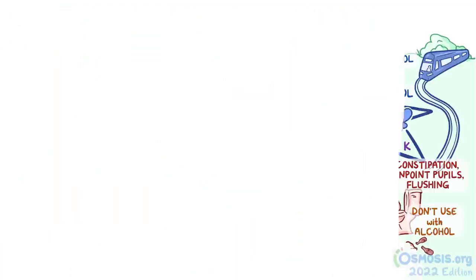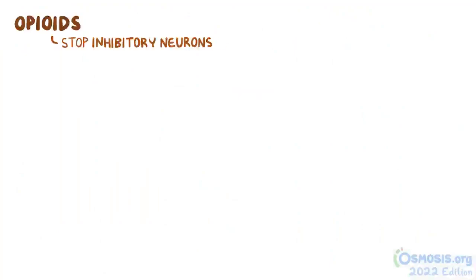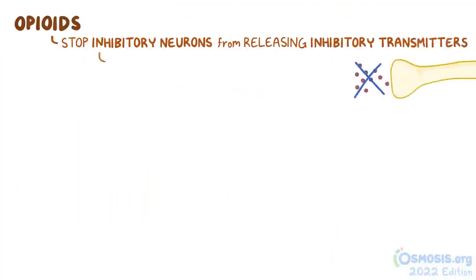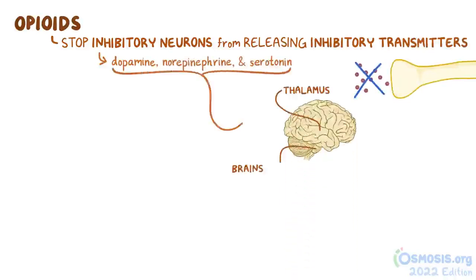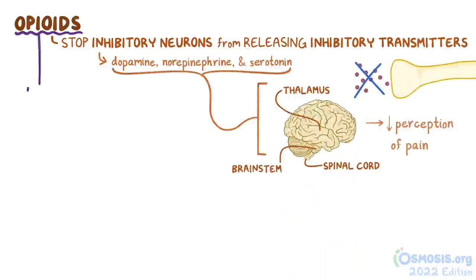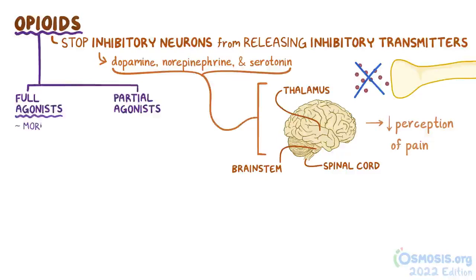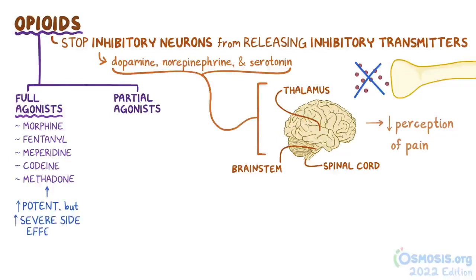Alright, as a quick recap, opioids stop inhibitory neurons from releasing inhibitory neurotransmitters, which allows dopamine, norepinephrine, and serotonin to flood the thalamus, brainstem, and spinal cord, reducing the perception of pain. Opioids are classified as full agonists and partial agonists. Full agonists include morphine, fentanyl, meperidine, codeine, and methadone. They are more potent, but have more severe side effects. Partial agonists include buprenorphine, butorphanol, pentazocine, and tramadol.